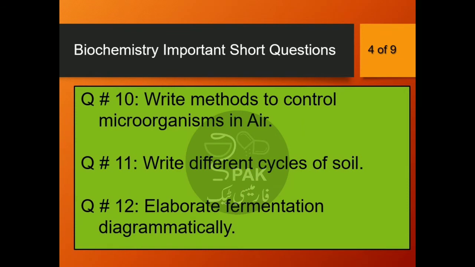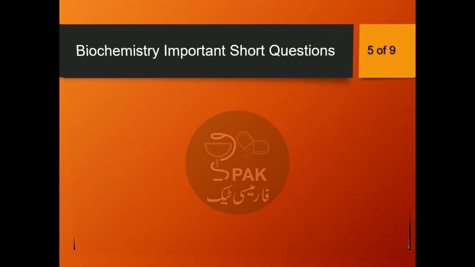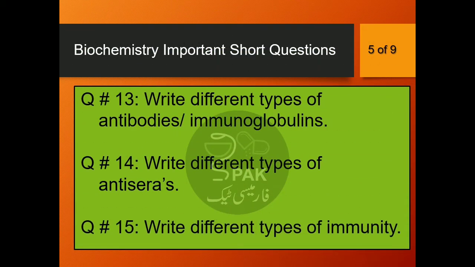Question number 11. Write different cycles of soil. Question number 12. Elaborate fermentation diagrammatically. Question number 13. Write different types of antibodies, immunoglobulins. Question number 14. Write different types of antisera. Question number 15. Write different types of immunity.